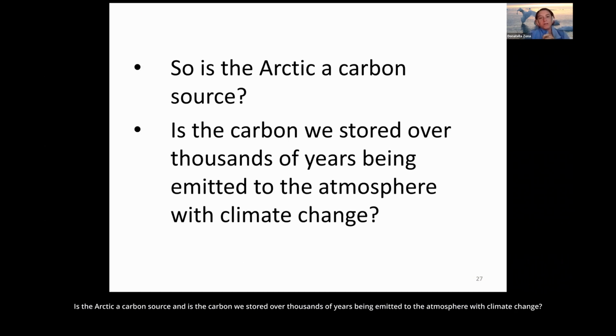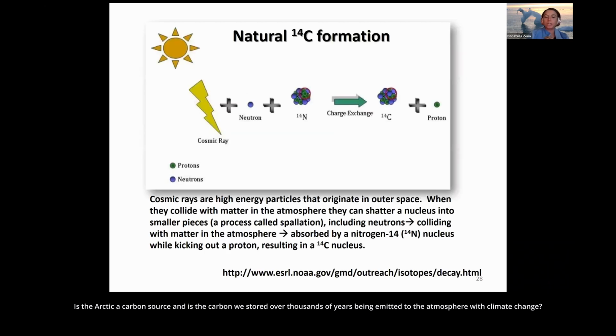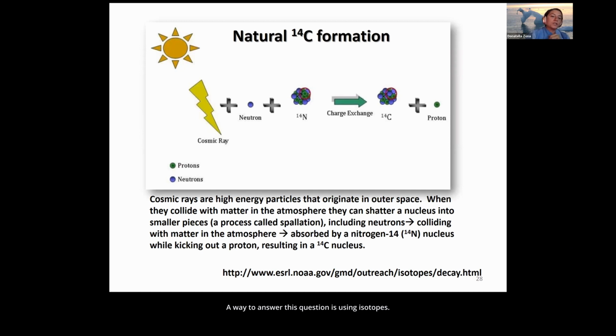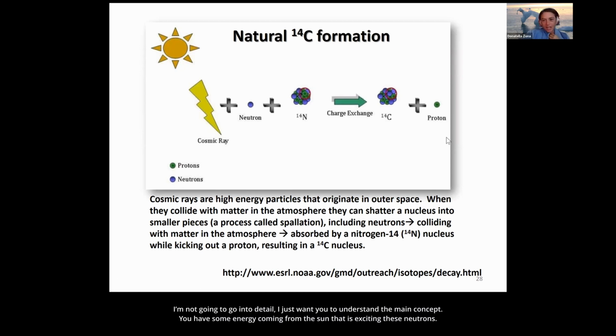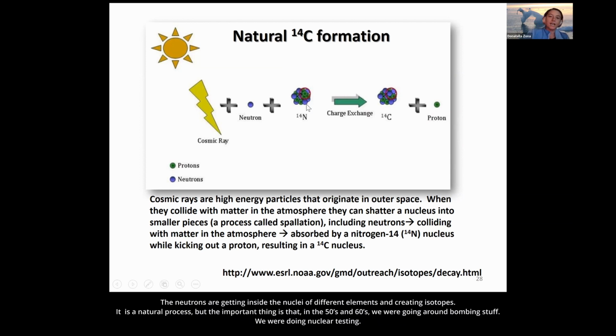So now, the big question: is the Arctic a carbon source, and is the carbon we stored over thousands of years being emitted to the atmosphere with climate change? A way to answer this question is using isotopes. I'm not going to go into details; I mostly want you to understand the main concept. You have a background production: energy coming from the sun excites neutrons, and the neutrons get inside the nuclei of different elements and create this isotope. So it is a natural process.